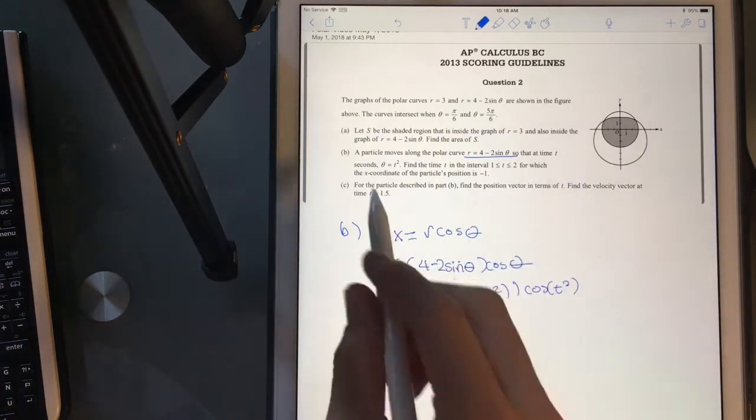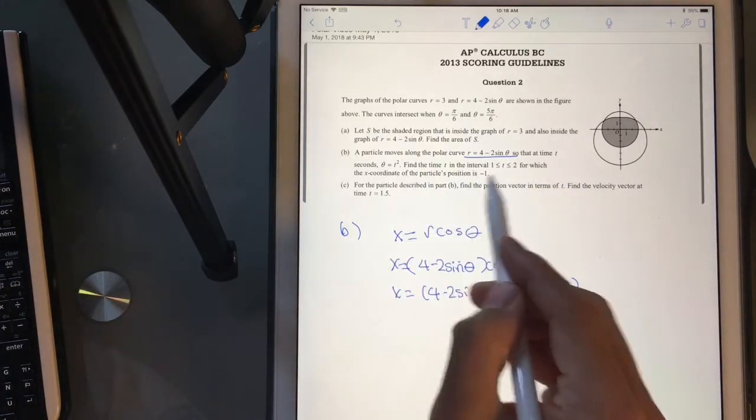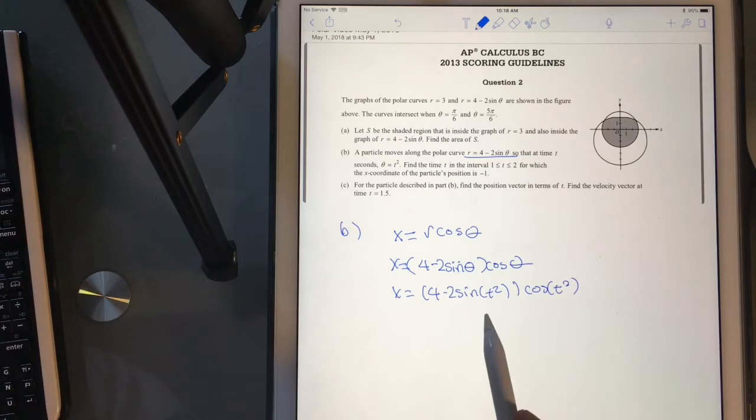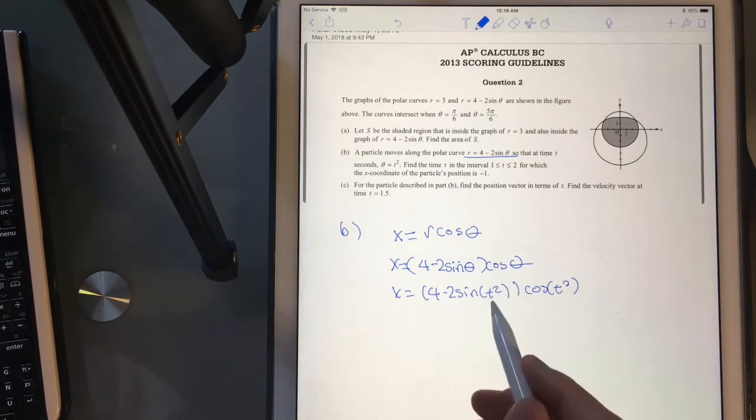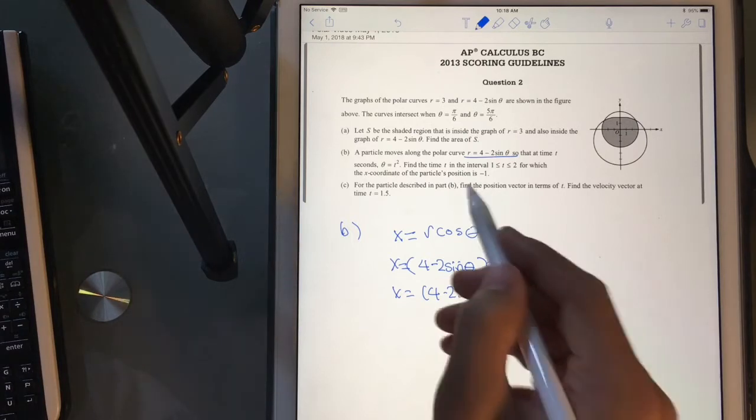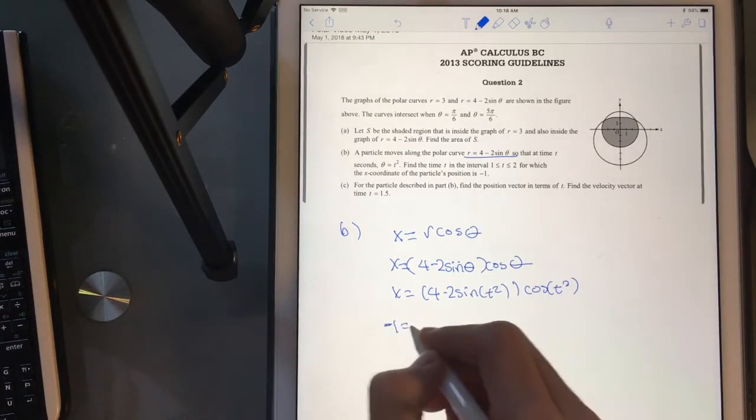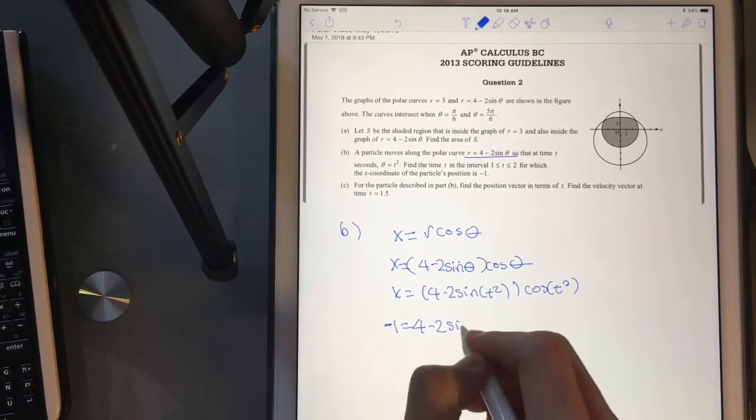Now they want us to find the x-coordinate of the particle's position at -1. So we have x here. We want to find the t that's going to give us -1. So -1 equals 4 minus 2 sine t squared times cosine t squared.